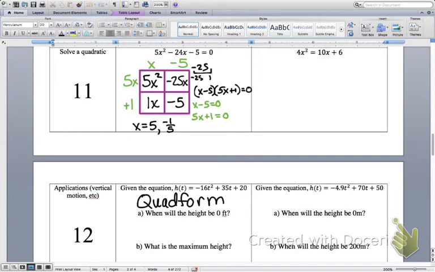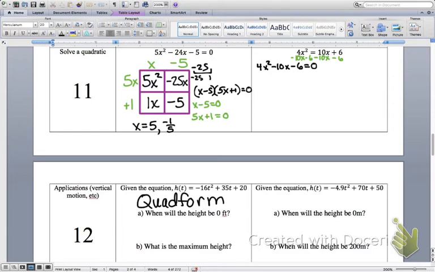If we look at our second example, you'll notice that we don't have 0 on one side of the equation. So our first step is to actually move the 10x and the 6 over to the same side as the 4x squared. I like having my x squared term positive, makes for a smoother factoring with using the box method. So you end up with 4x squared minus 10x minus 6 equals 0.